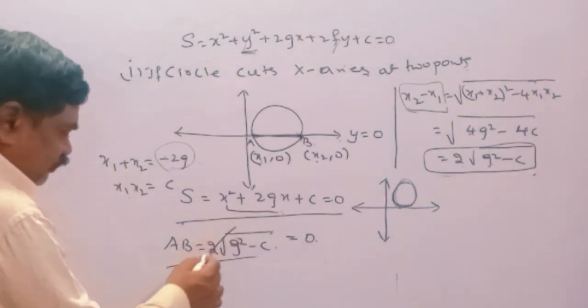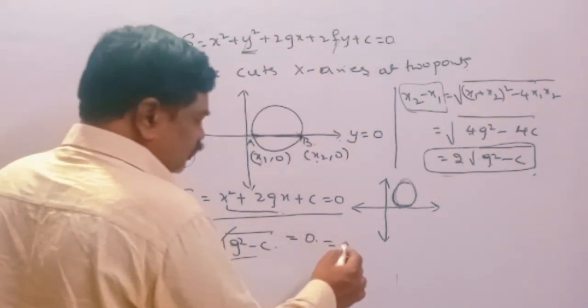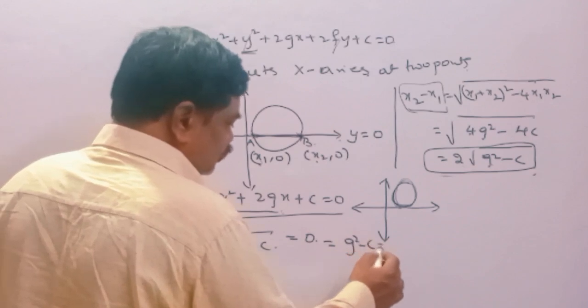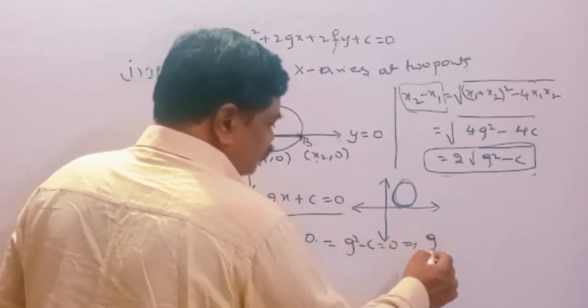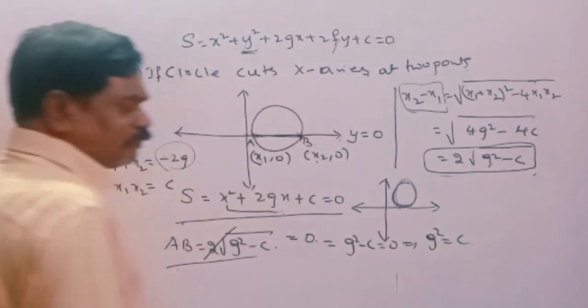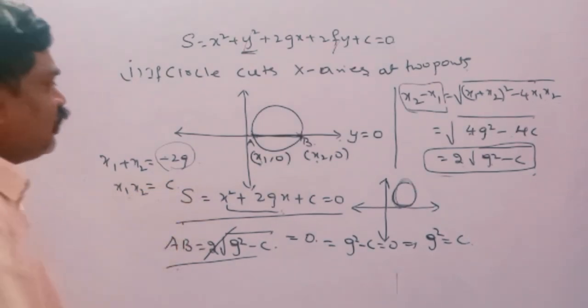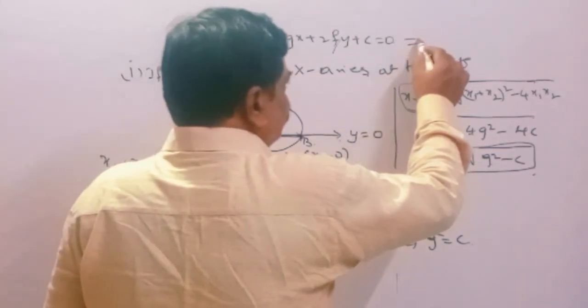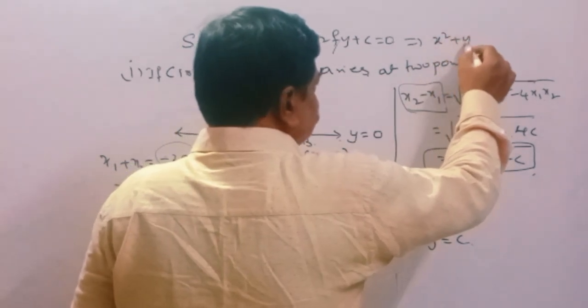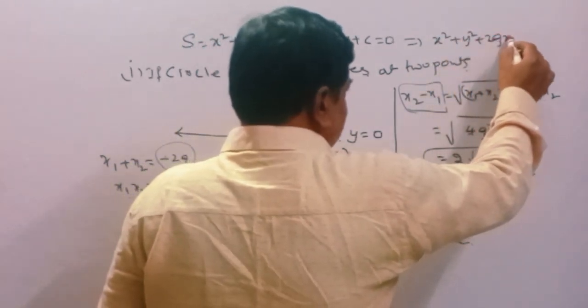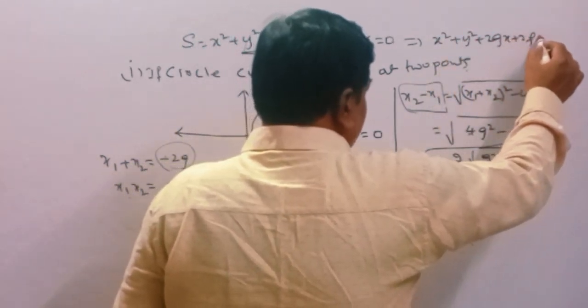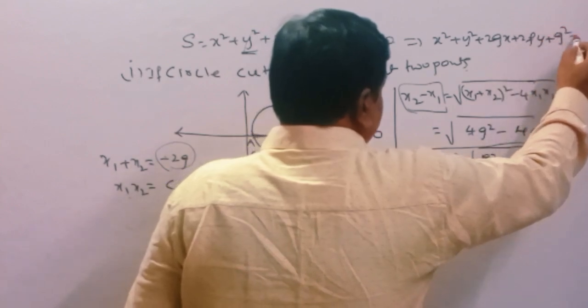Then this one cancels out. This is g square minus c equal to 0, and g square is equal to c. Then the circle equation changes into x square plus y square plus 2gx plus 2fy plus g square equal to 0.